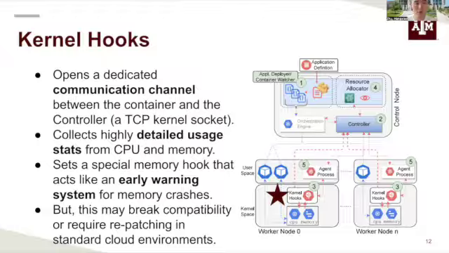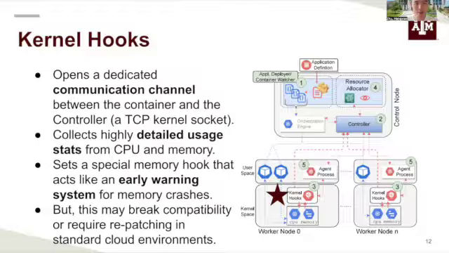The kernel hook's second function is to collect highly detailed usage stats from CPU and memory. With all these detailed stats, it will be able to know how much CPU the worker node is currently using and how much memory is currently being used. And then the controller and the resource allocator know whether this node needs to be allocated new resources or needs to have resources reclaimed.